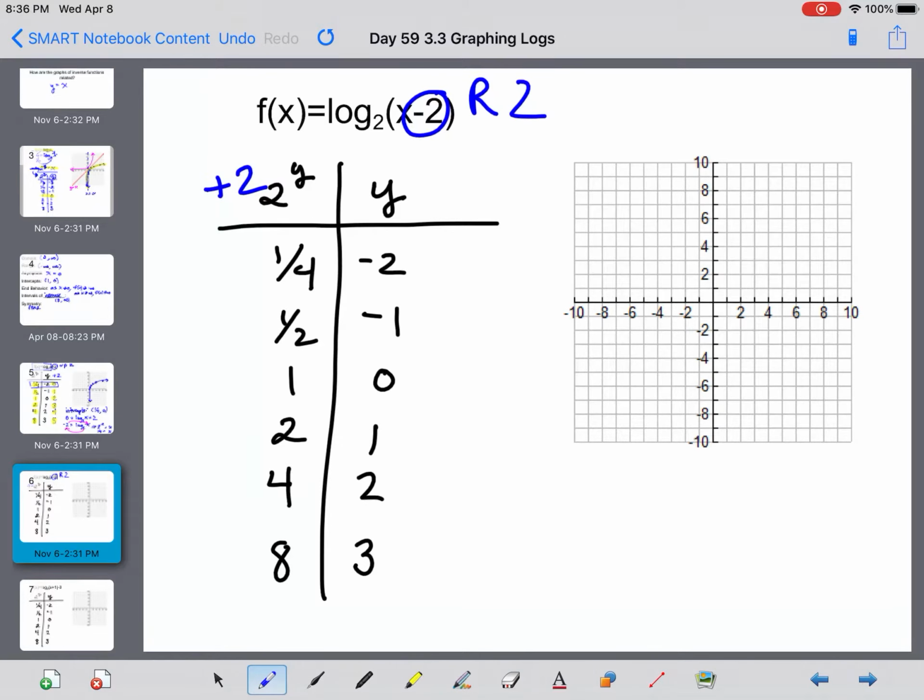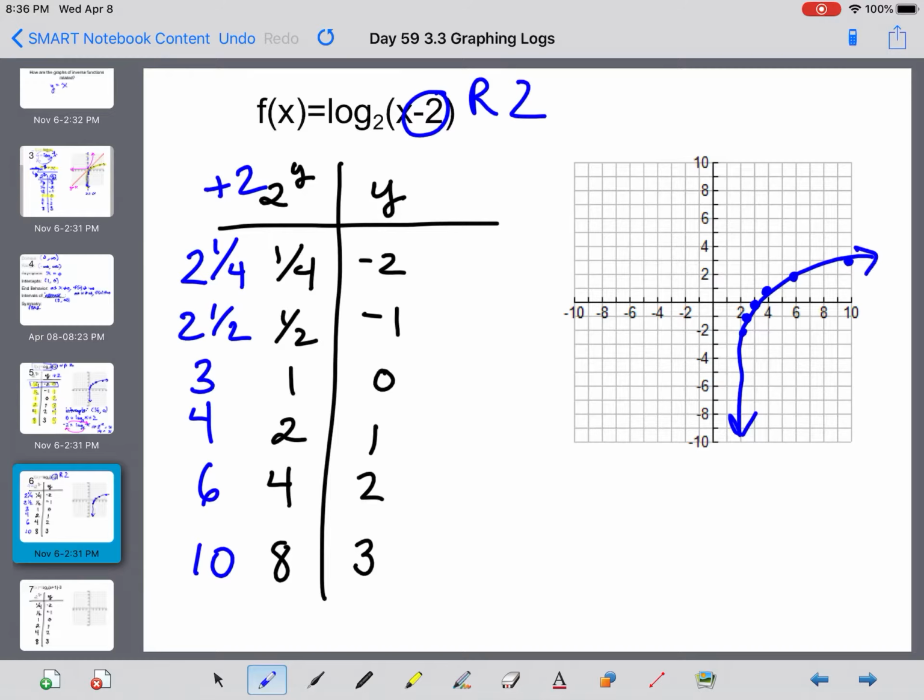Well, that's going to affect your x values, and so I'm going to add 2 to those x values. So I'm just going to take 1/4 and add 2. Take 1/2 and add 2. And so now I have my new ordered pairs. And it should still resemble a logarithmic function, because it is. You're just moving it around on the coordinate plane.